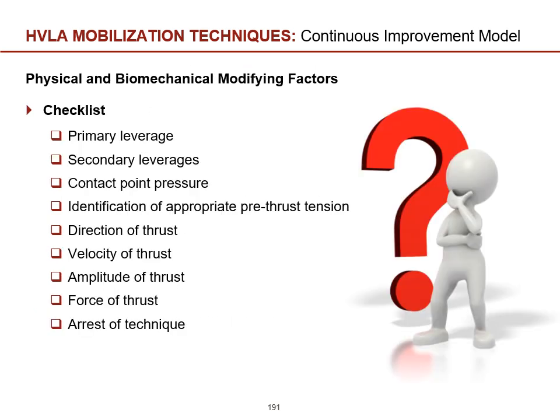Put simply, here's a checklist that can help you think through the physical and the biomechanical modifying factors. Primary lever, secondary lever, the contact point pressure, identification of appropriate pre-thrust tension, the direction, velocity, amplitude, and force of the thrust, and then finally the quick arrest or the ending of the thrust.